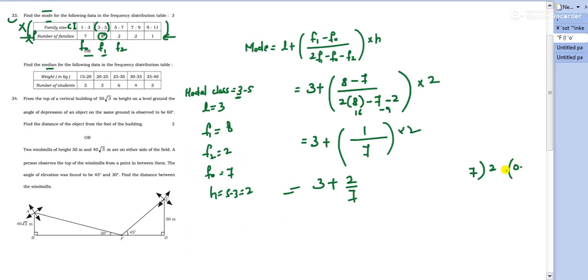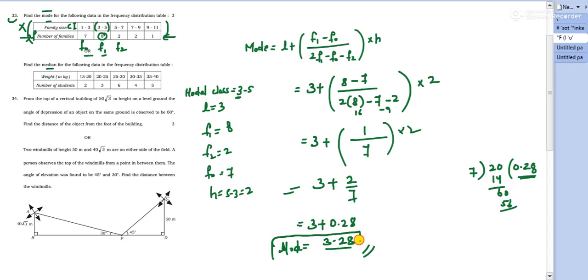Okay, put 0 here. You'll get 7 twos are 14, remainder 6, then 60, so 7 eights are 56. So you can take this value, 3 plus 0.28. Now how much is that? 3.28. So this is your mode. It's very simple. You can easily get 3 marks. Understood? Now moving to the next question.